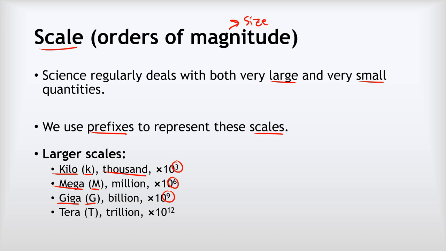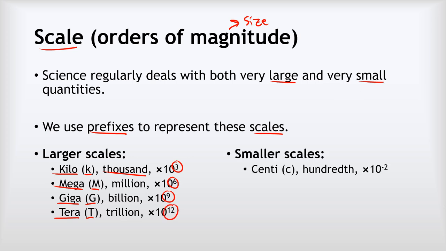And if we had a trillion of something, which doesn't happen very often, but it does happen, we refer to that as tera something, with a capital T for its unit, and that is 10 to the power of 12. Now that's working at very large scales. If we're working at very small scales, we might talk about centi. That is 100 of something, like a centimetre. Lowercase c to represent centi, and that is 10 to the minus 2. 10 to the minus 2 means we are dividing by 100.